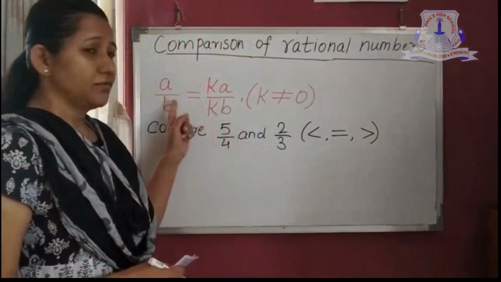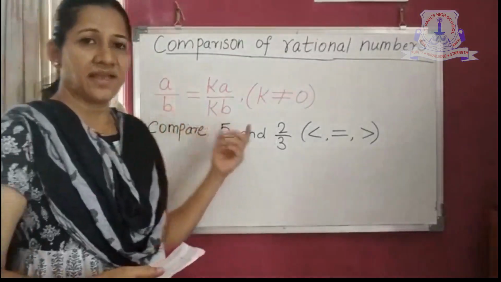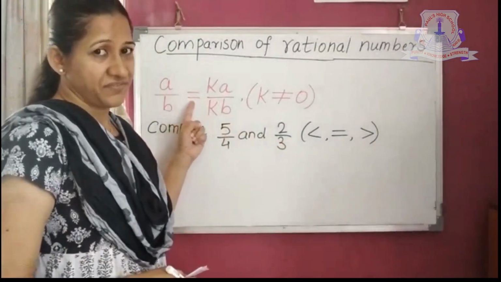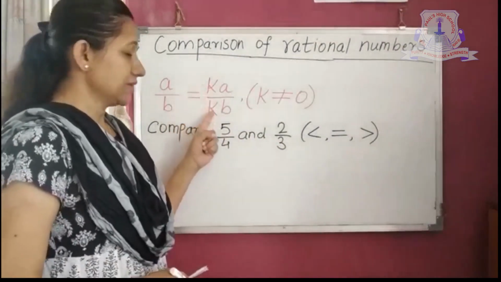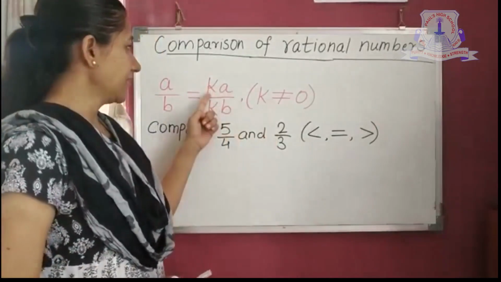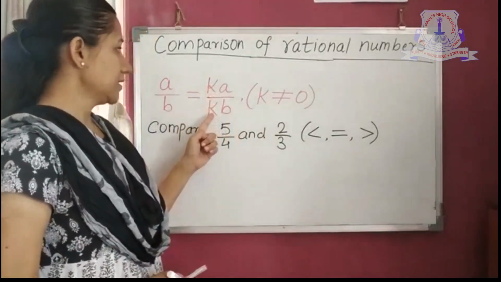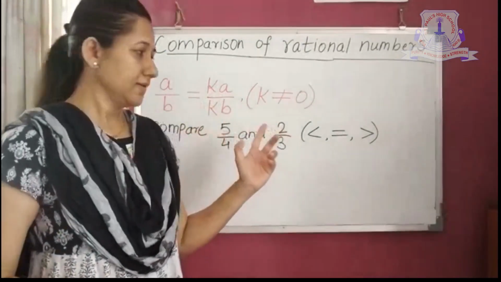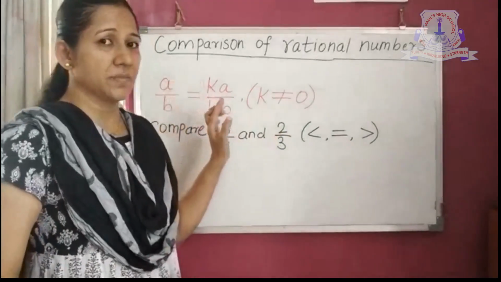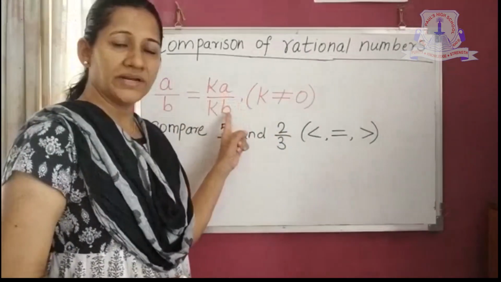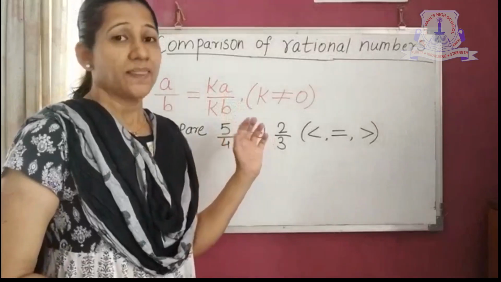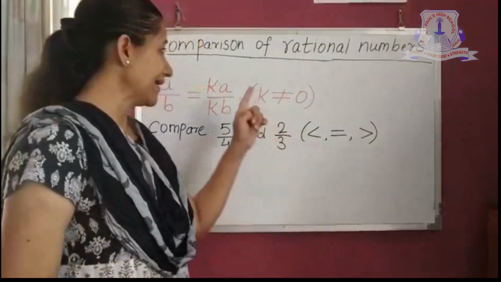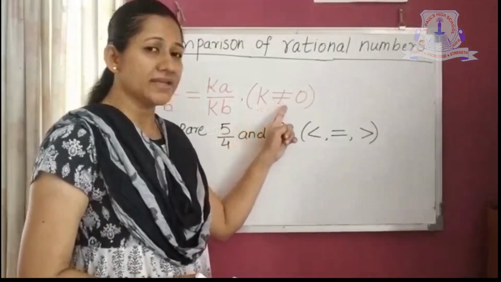Now here, a upon b represents any rational number, which is a fraction, and for it there is always a constant. Here I have written constant k, where ka upon kb is equal to a upon b. So if a constant is multiplied to the numerator and denominator of a fraction, the value of the fraction will not change. It will remain the same, provided that the constant is not equal to 0.